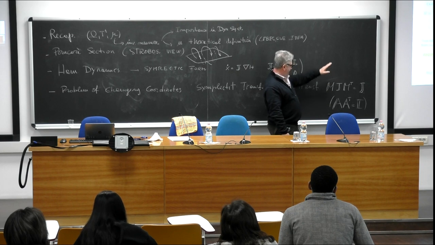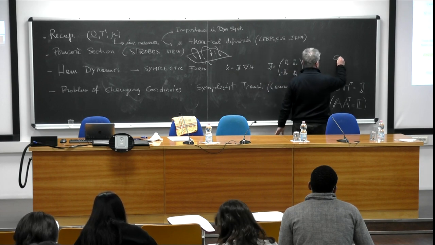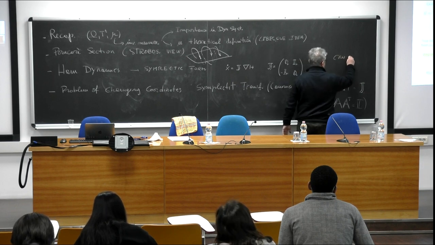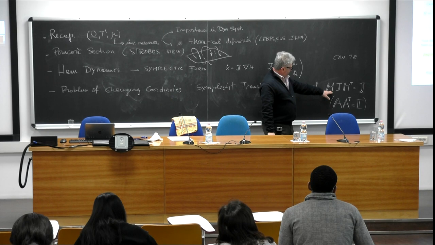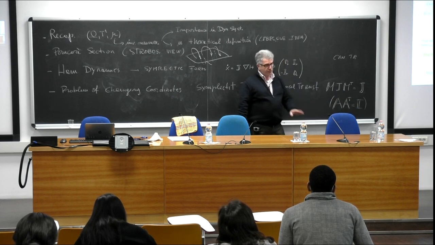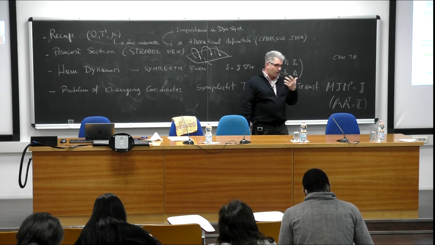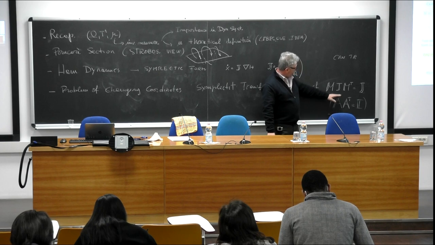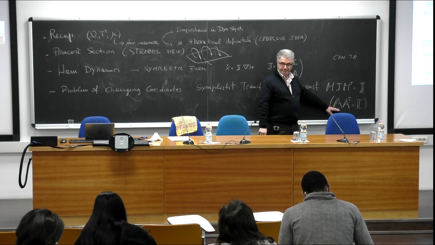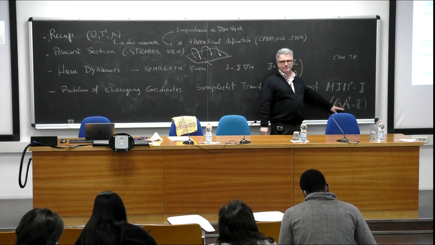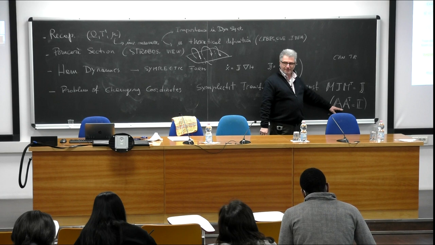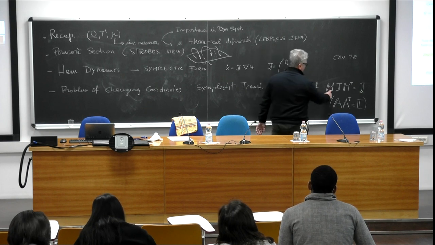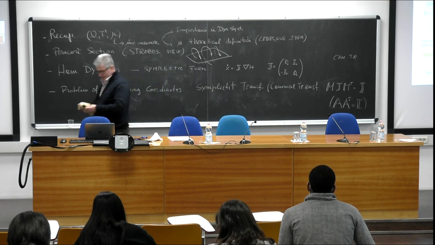So if you have a canonical transformation, the Jacobian M of this canonical transformation must satisfy this identity. I just want to give you some possibility to recall. You see the analogy with the orthogonal matrices. Remember that symplectic transformations are somehow like orthogonal transformations in the real space. And this is the last part.